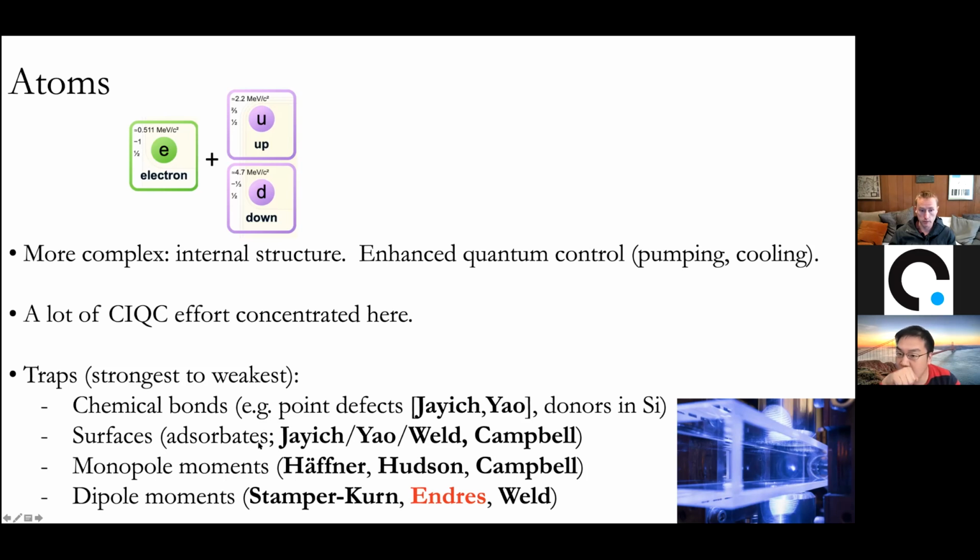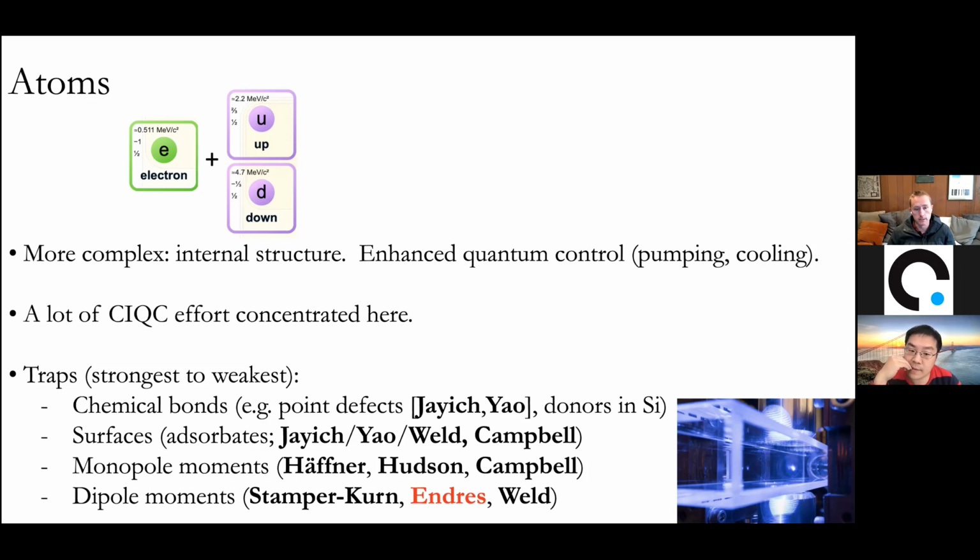You can trap atoms on surfaces. Actually, 3 members of the CIQC have a collaboration thinking about this and how you can probe and interact with atoms adsorbed on surfaces of diamond. And this is also something that Wes's group is thinking about in a somewhat different context.